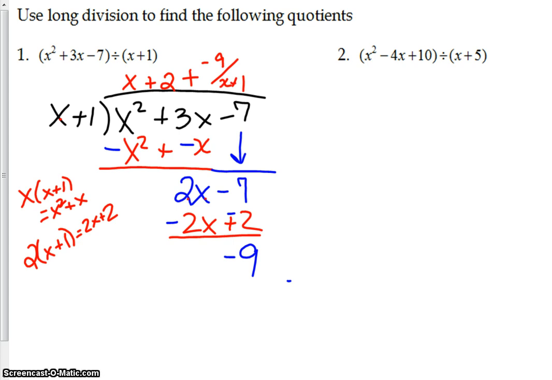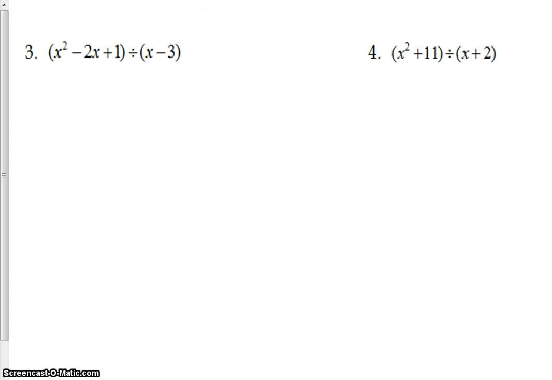Okay? One more. I'm going to pick one here that I like. I like number 4. Let's look at number 4, please. So in number 4, we have x squared plus 11, and we're dividing it by x plus 2.